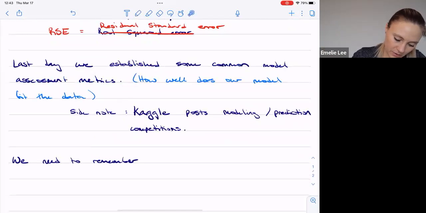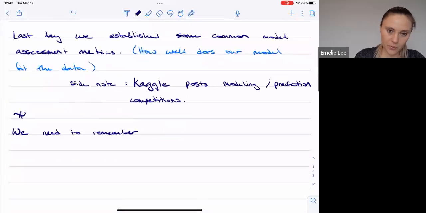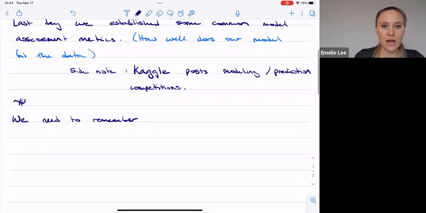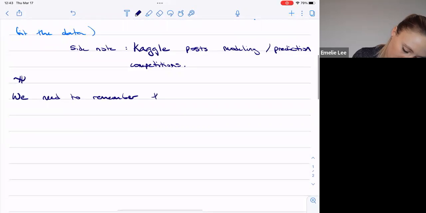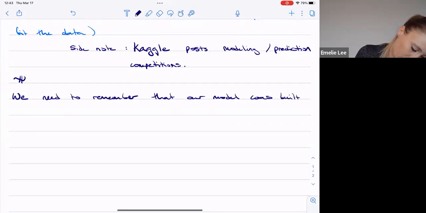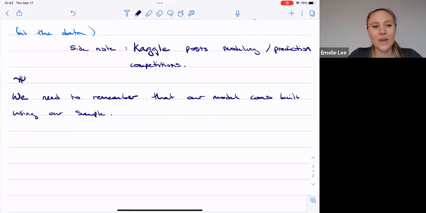I'm not going to do any review here. But we need to remember that our model was built using our sample. Okay, so that means it's going to perform the best on our sample.